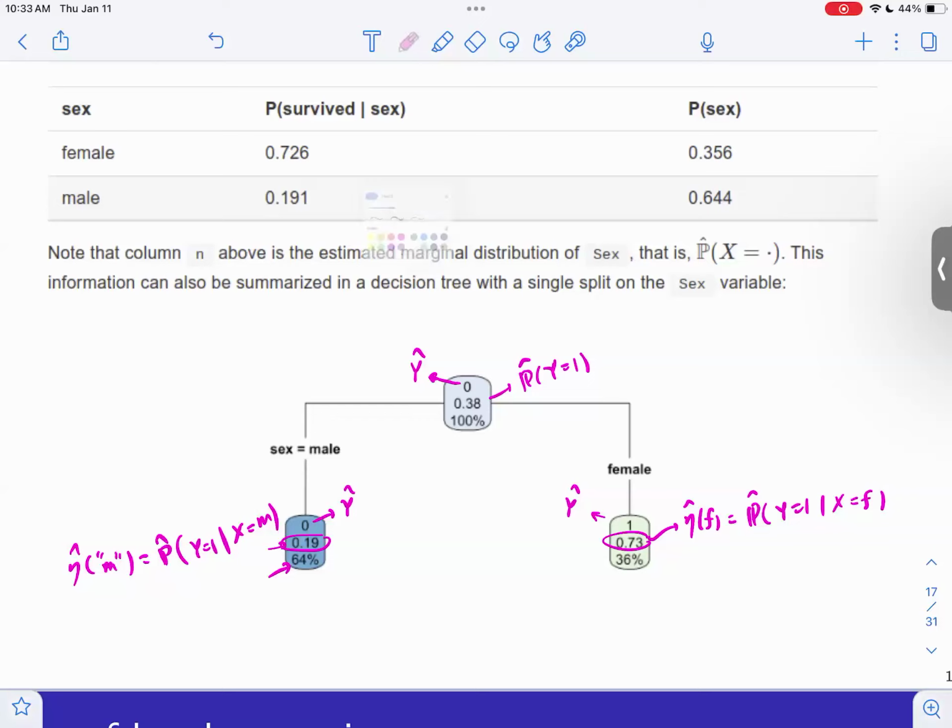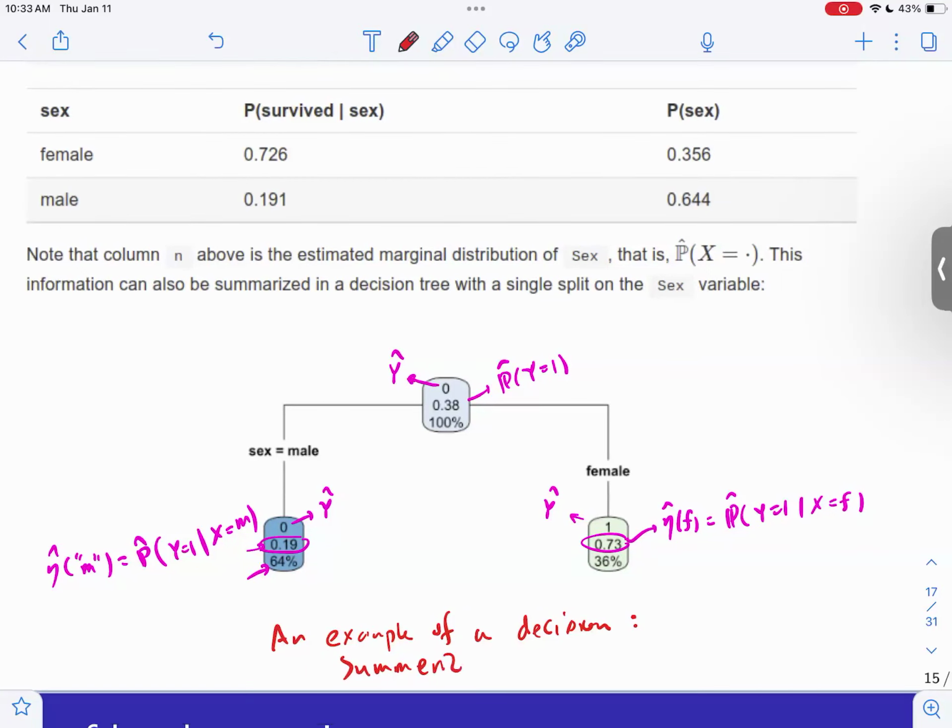An example of a decision tree. A decision tree summarizes conditional probabilities and decisions as we go along. It is especially useful when you deal with categorical variables. Questions, comments? All good?